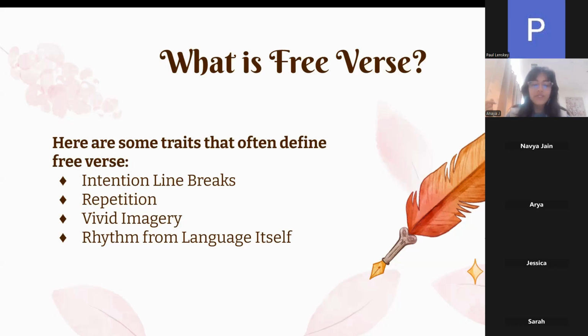Then you can dive into other things like repetition or vivid imagery. There are some traits that often define free verse, like intentional line breaks. The poet is choosing where to end each line, often for emphasis, pacing, or surprise. Like I said, repetition, a phrase or image might echo throughout to give the poem structure. And vivid imagery. Free verse leans hard into the visual or emotional side of things.